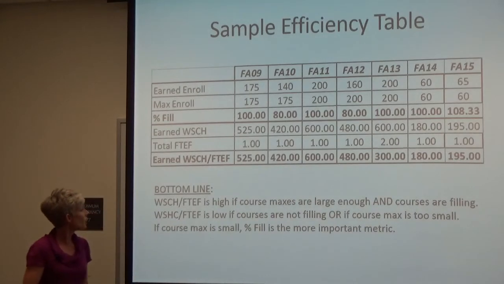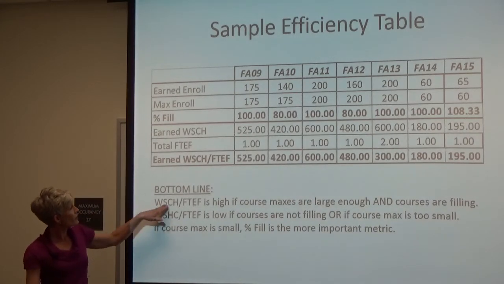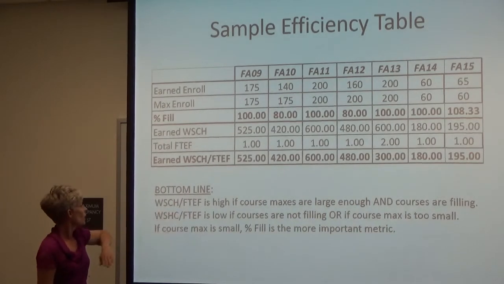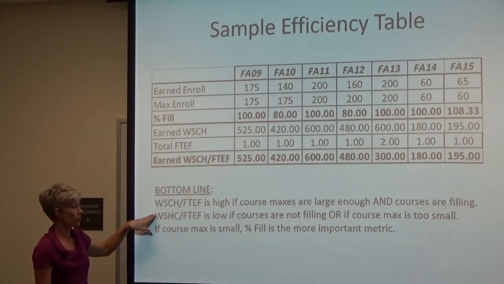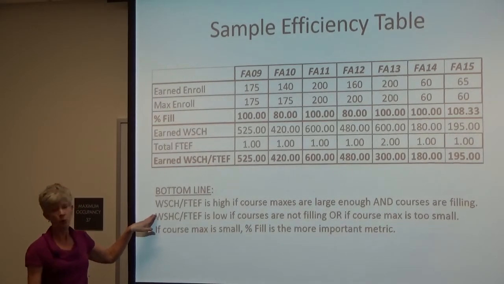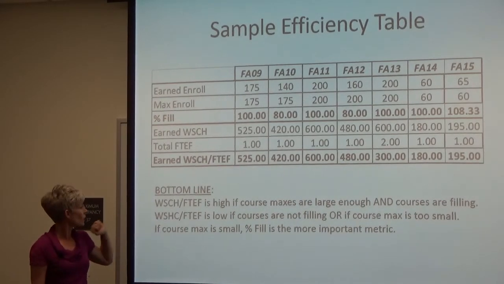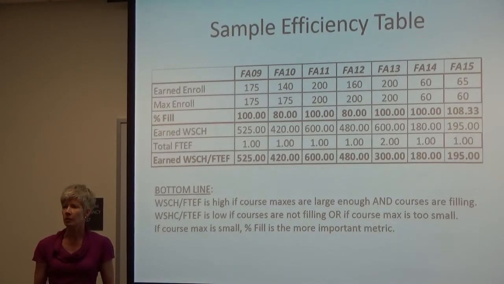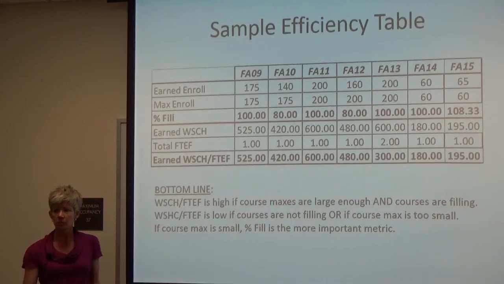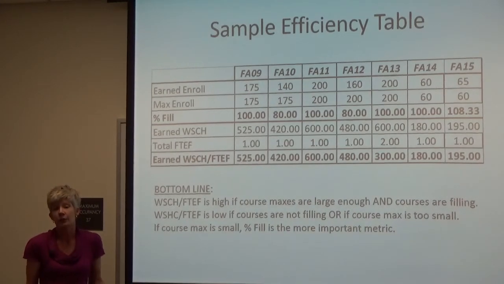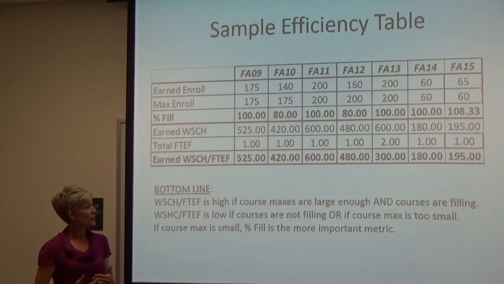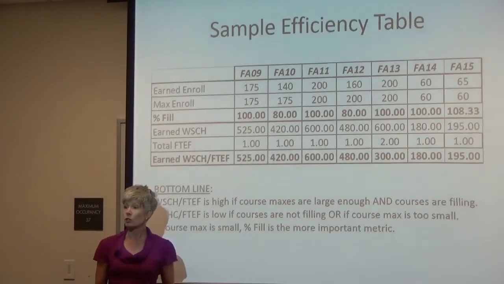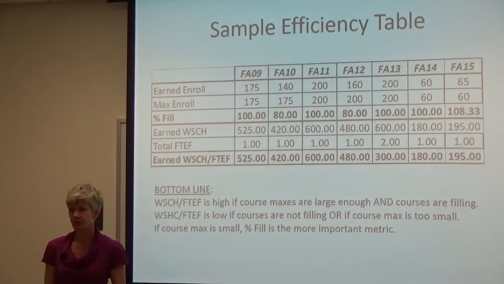All right, so in summary, your wish per FTEF is high if course maxes are large and courses are filling. Your wish per FTEF is low if courses are not filling, or if course max is too small. And if course max is small, your percent fill is the more important metric for you to worry about. But higher is better for wish per FTEF, and that is going to be the main metric that's going to tell us how well your department's doing managing the college resources.